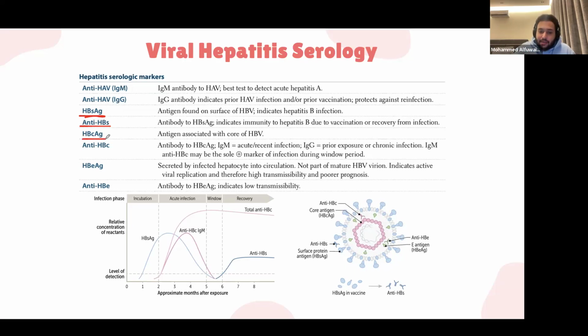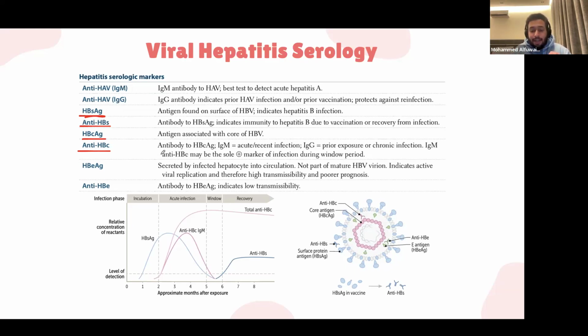The next one is core antigen. It's not important in terms of knowing if the patient has infection or what type of infection. The more important is the antibody associated with the core antigen. The hepatitis B core antibody has 2 types, IgM and IgG. The acute one is IgM, obviously. The first antibody that is produced is IgM. Later on, it turns into IgG. IgM is the best one to tell you that the patient has an acute infection from these 2.